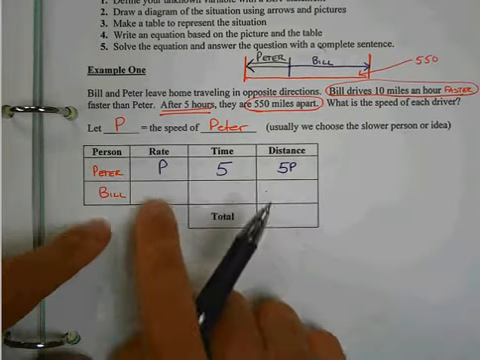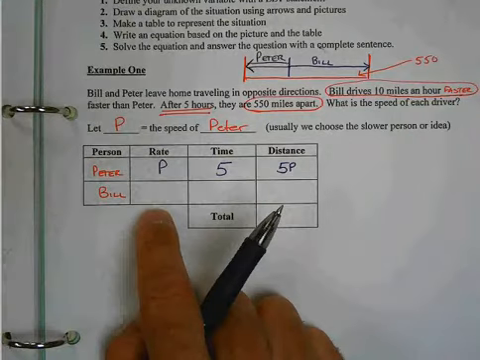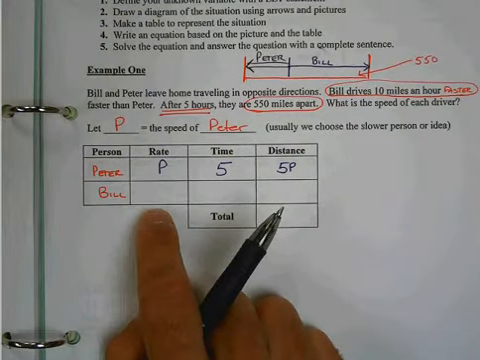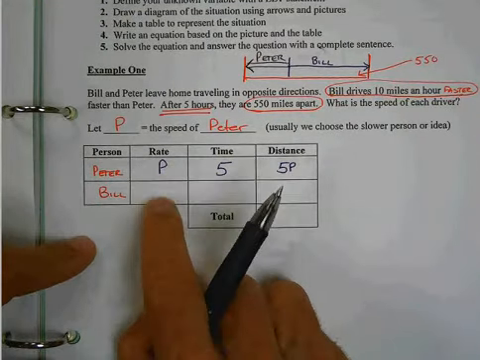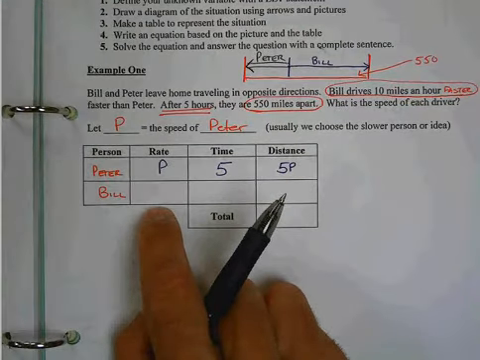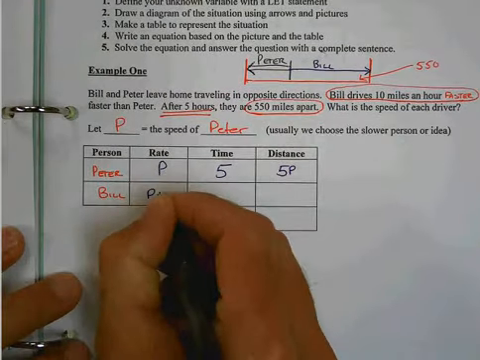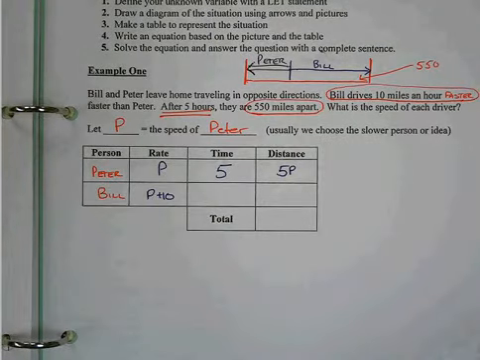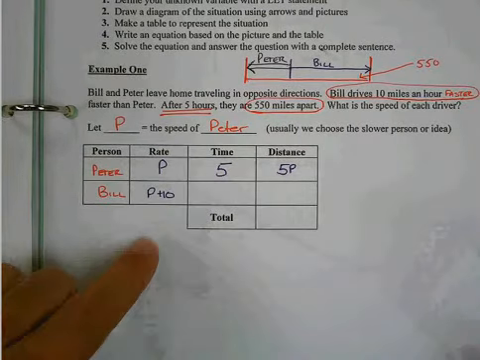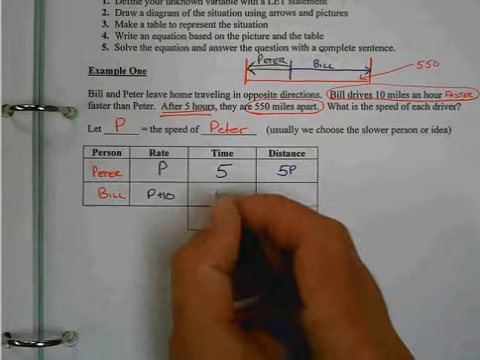Now, in comparison to Peter, remember Bill is faster, isn't he, Justin? By how much? 10 miles an hour. So if P is Peter, then what's Bill? No, we got to use it in terms of P. Right? P plus 10. So we're going to put a P plus 10 down there, because he's faster than Peter. We're always comparing this to one person. So that's P plus 10. Now, does he go the same number of hours? Yeah, so put in a 5 again.